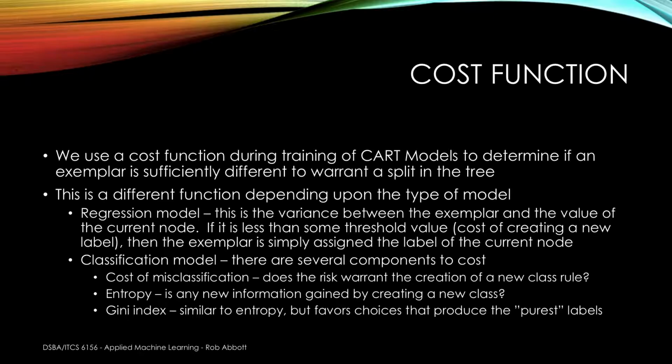Another method that we use and we borrow from information theory is the concept of entropy. And entropy in this case is how much new information is gained or created or identified by creating a new class or a new split in the model. And we're going to talk about this in depth in the next slide. And the other one is the Gini index, which is similar to entropy, but basically instead of trying to figure out whether it produces new information, it produces purity in each of the nodes that are created as part of the process.